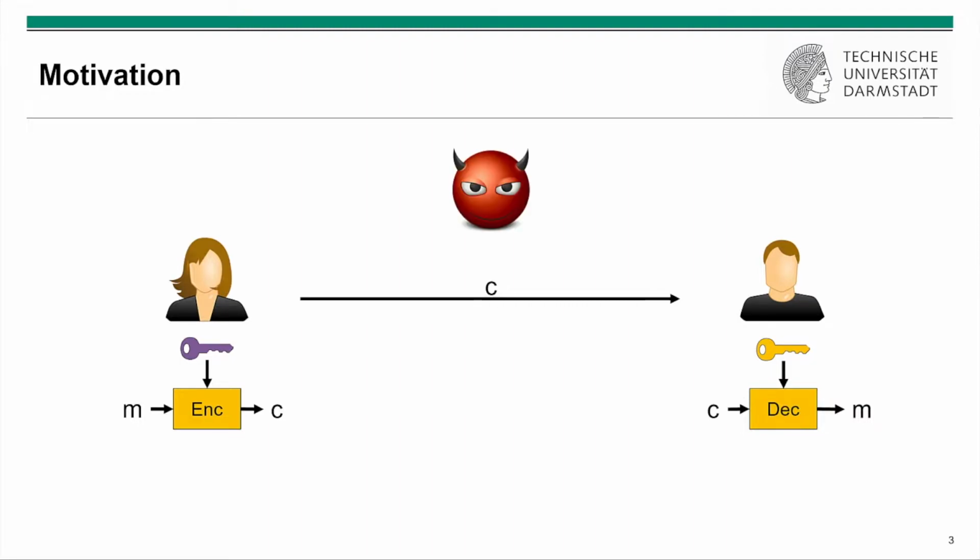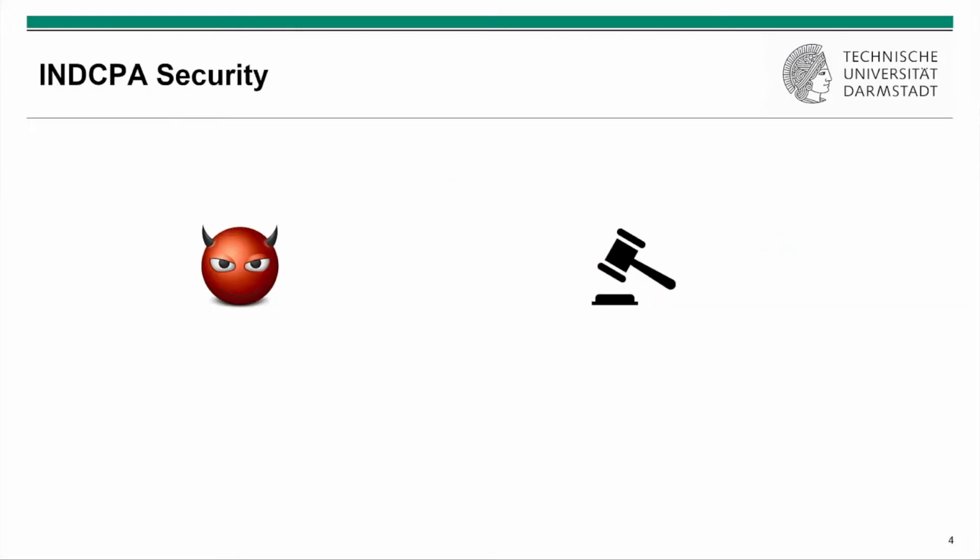In between the communication, we have the adversary who can see the ciphertext C and tries to learn anything from C about the message. So the idea behind a secure encryption scheme is that the adversary should not learn anything about the message M from the ciphertext C. This is formalized in notions like qINDqCPA security for ciphertext indistinguishability.